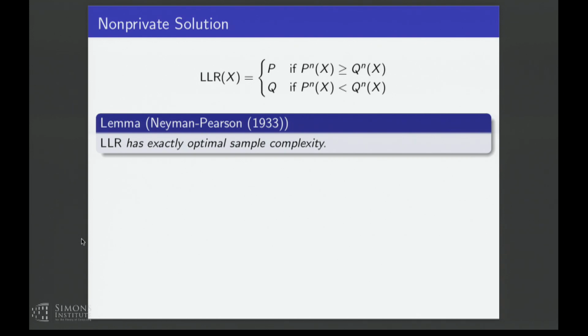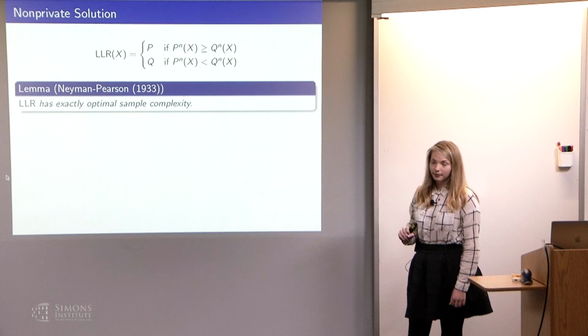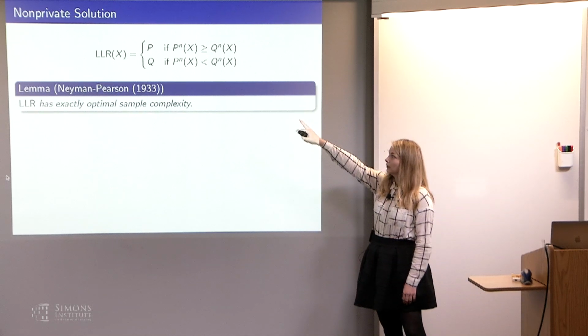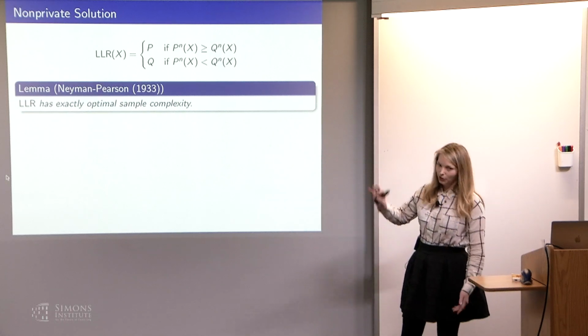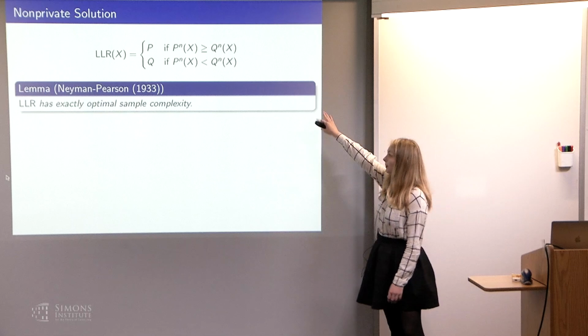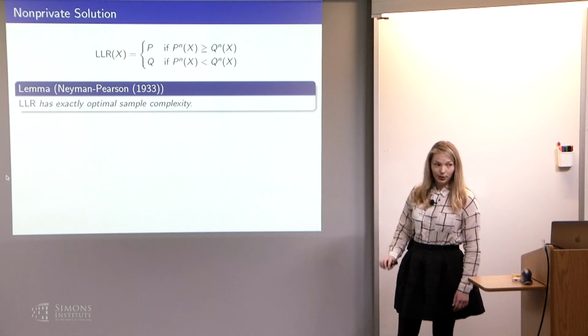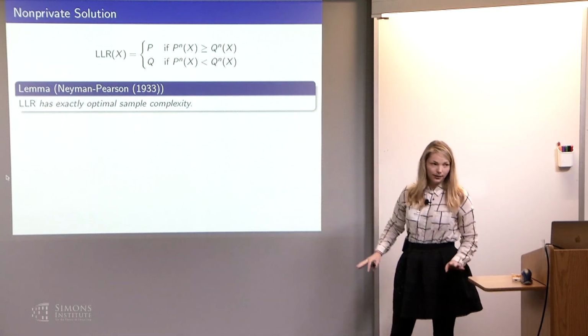Okay, so before we get into the private result, let's talk about the non-private solution. If you're given a database and you want to decide whether it came from P or Q, and you don't care about privacy, what you should do is just output P if it was more likely to have occurred under P than Q, and Q otherwise. And the famous Neyman-Pearson lemma that Jordan mentioned says that this has exactly optimal sample complexity. Notice I have this word exactly here because there really is no test that's better than this.